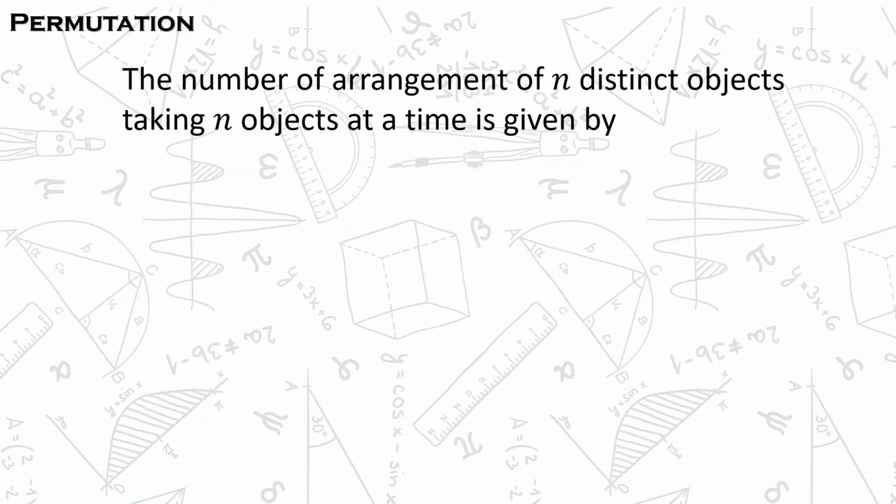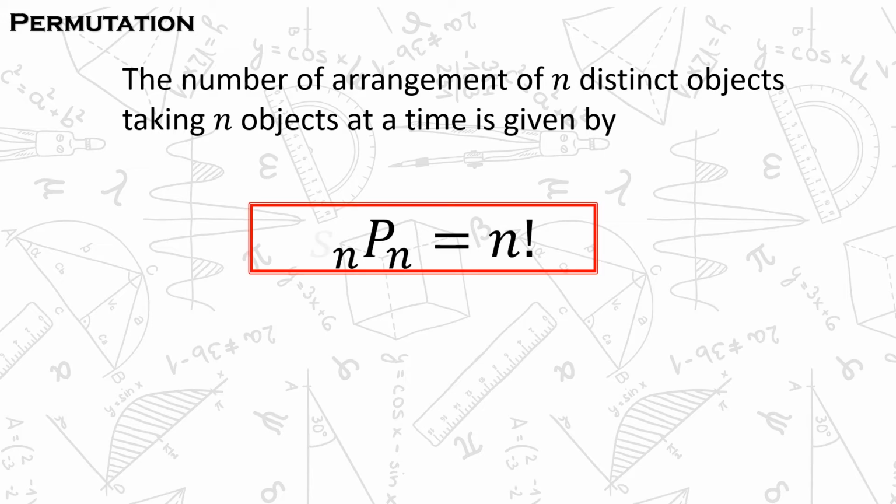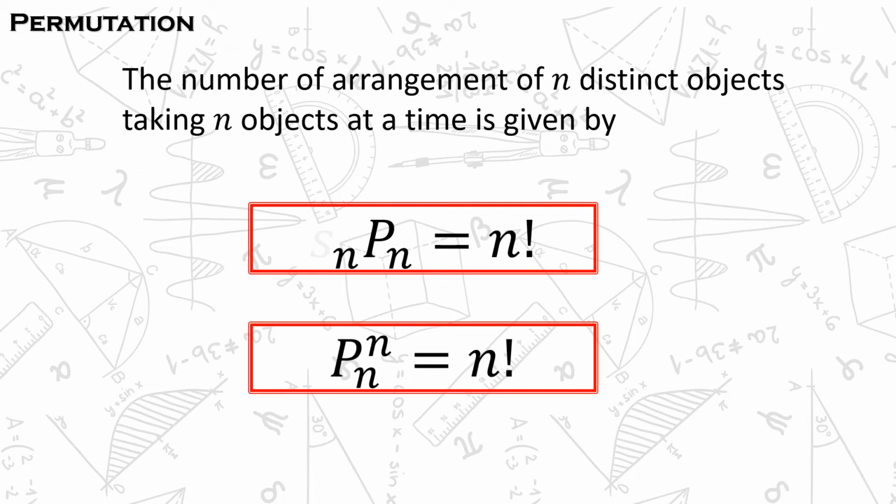The number of arrangements of n distinct objects, taking n objects at a time, is given by the formula nPn is equal to n factorial. It can also be written in the form permutation of n taken n is equal to n factorial.